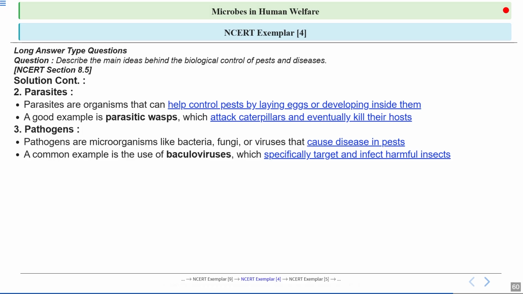Now, a common example is the use of baculoviruses. These viruses are very specific. They only infect certain harmful insects and do not affect humans, animals, or plants. It's like having a targeted solution that only attacks the problem pest. So they are not affecting other organisms, which might be beneficial. Clear? So we are targeting a particular pest here. Clear? Now let's move on.